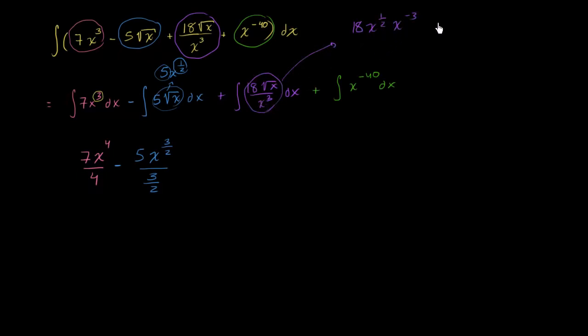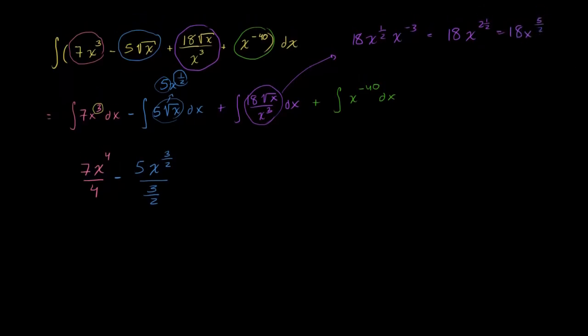We have the same base, so we can just add the exponents. Did I do that right? Yeah. Negative 3. Oh, sorry, this is negative 2.5. Let me make this very clear. This is going to be x to the negative 5/2 power. X to the negative 3 is the same thing as x to the negative 6/2. Negative 6/2 plus 1/2 is negative 5/2.